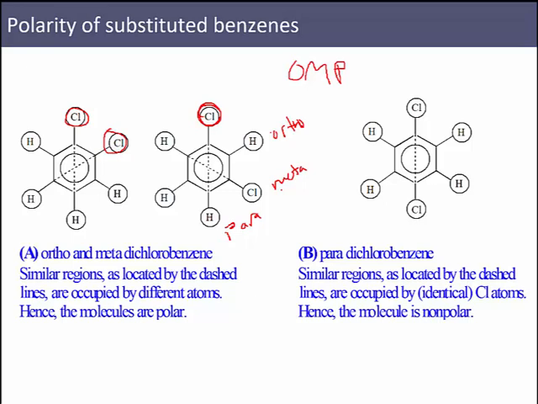occupied by different atoms, right? So this chlorine is across from this hydrogen. That's different. This chlorine and this hydrogen, this chlorine and this hydrogen, different. In our para dichlorobenzene, my chlorines are now located opposite each other. Hydrogens are located opposite each other, and those hydrogens are located opposite each other. And so that one is going to be nonpolar.